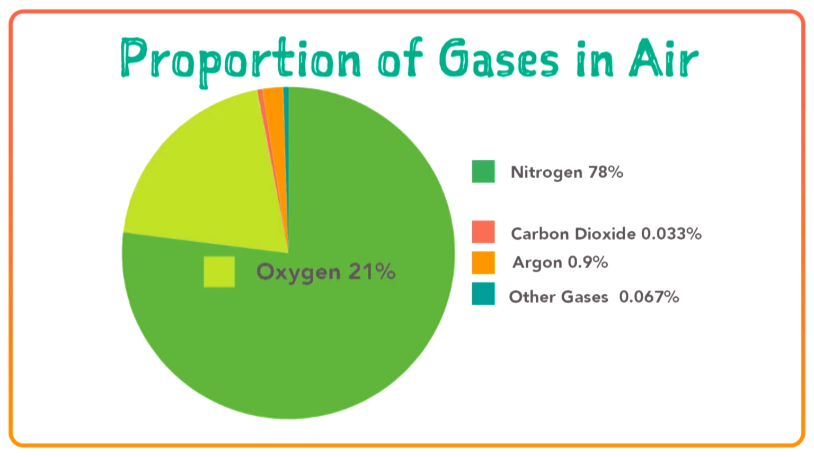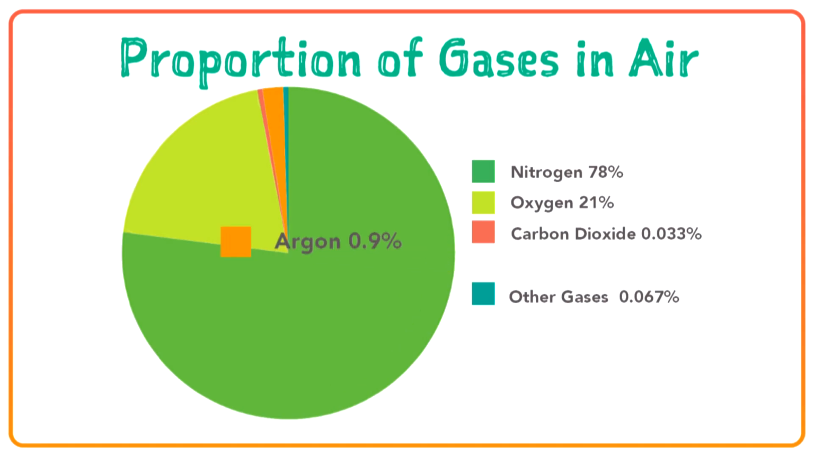The second most abundant gas is oxygen at 21%. The third most abundant gas is argon at 0.9%. This means argon is a little less than 1% or 1 out of 100 parts.